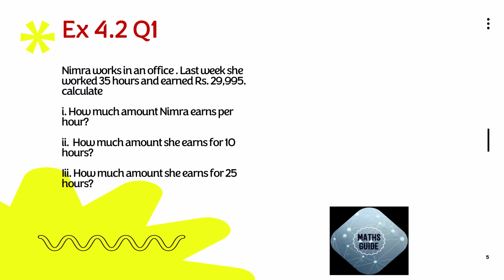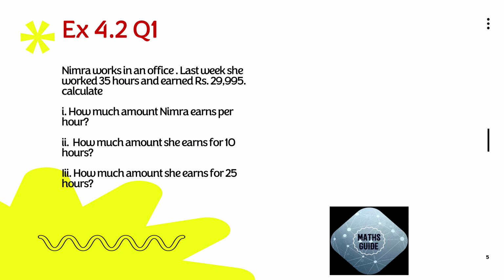This is exercise 4.2 question number 1, and now we will apply the unitary method and we will also find the unit rate. The question is, Nimra works in an office. Last week she worked 35 hours and earned rupees 29,995. We have to calculate how much amount Nimra earns per hour. It means how much amount Nimra earns in an hour.